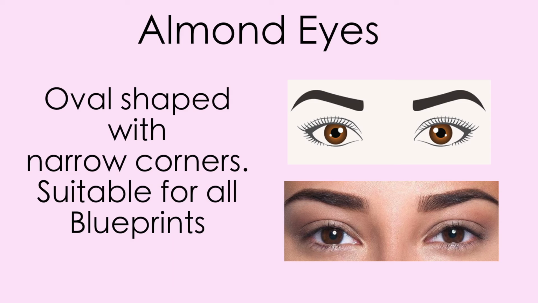First, let's start with almond eyes. They are considered to be a perfect shape. They tend to be oval shaped with narrow corners. The outside corners might turn up slightly. All blueprints or styles will complement this shape.